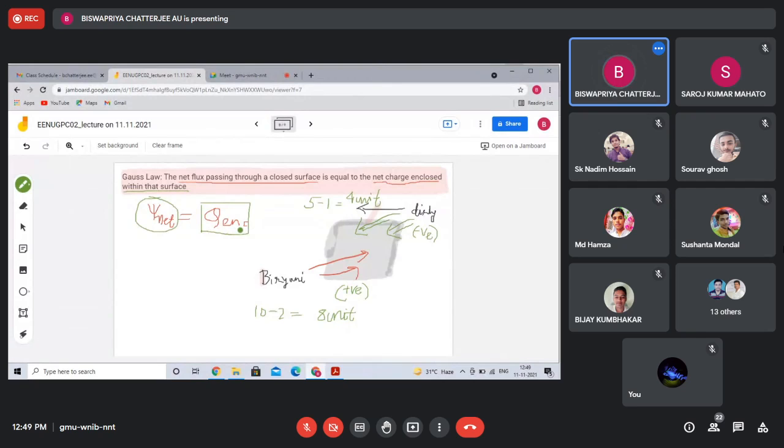Now, is this statement okay? Basically, the enclosed amount of charge will create the net flux. This is the statement of Gauss law: the enclosed amount of charge will create the net flux. Is this statement okay? Everybody?